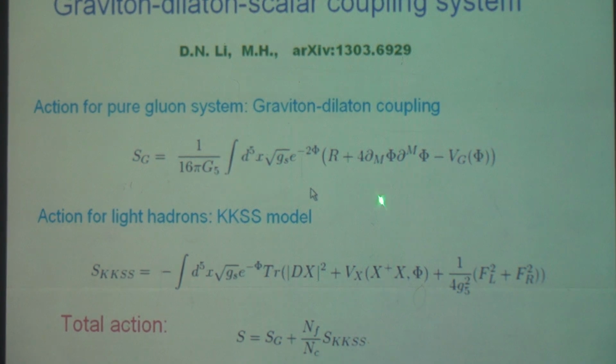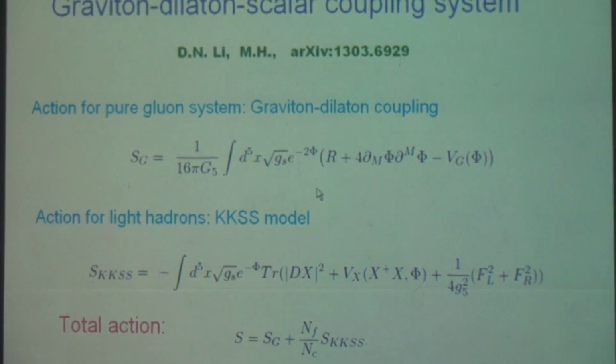Now of course this is a coupled system. This is also coupled with these scalars. So we have to solve this system again, because the total action includes this gluon system and also this flavor system. This is the total action: this is the flavor part and this is the gluon part. So we have to solve this again self-consistently.